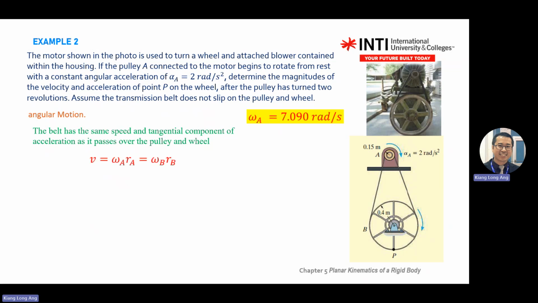So the velocity at any point in the tangent direction of A will be the same as the velocity in the tangent direction of B. It's a transmission of velocity. We are still at the early stage of chapter 5. The question already mentioned, do not slip. Later, as you learn more, there will be a question saying the belt will slip at a certain time. That is another solution already. In this case, in example 2, the transmission belt does not slip, which means you can transfer your information from one body to another body, especially velocity.